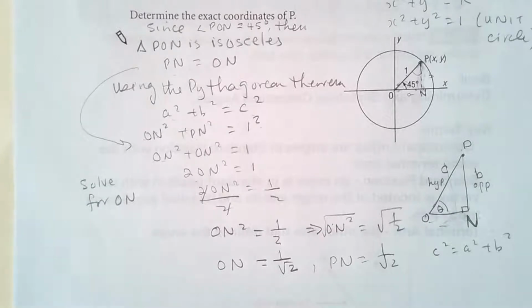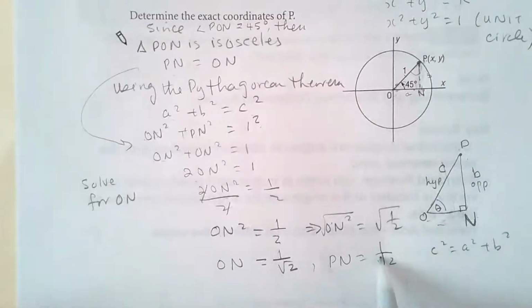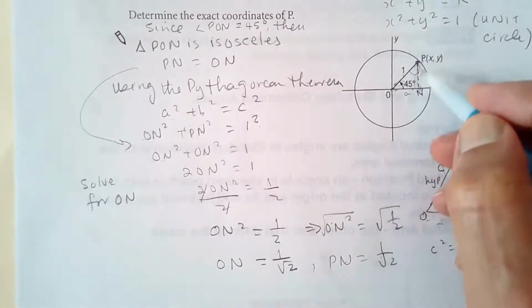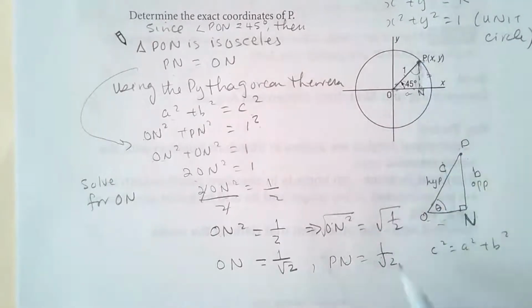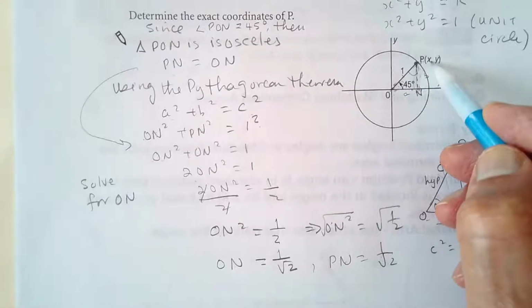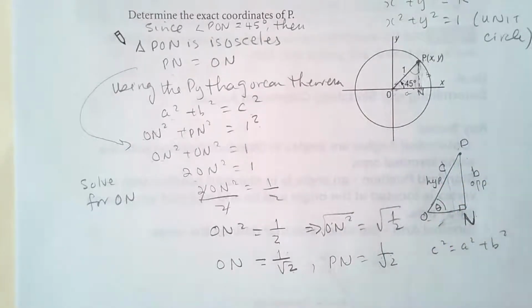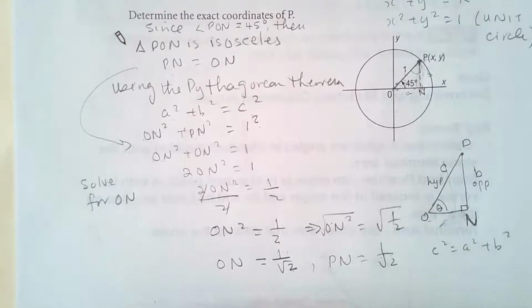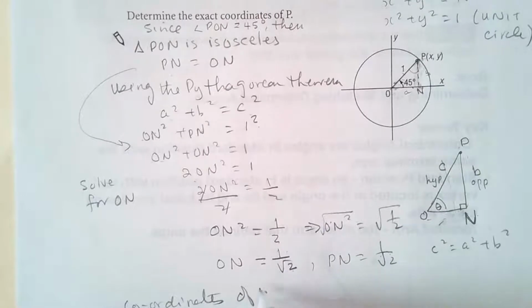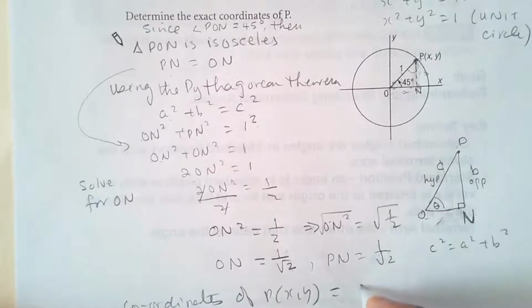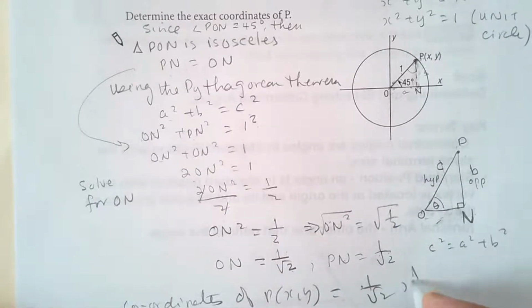So we have the point. This point here, ON squared, will have X equal to 1/√2 and Y equal to 1/√2. So we can conclude the coordinates of P(x, y) are 1/√2, 1/√2.